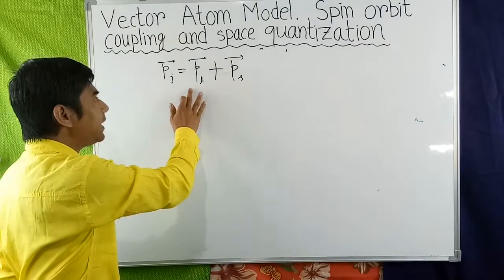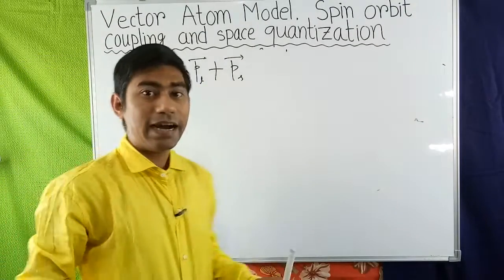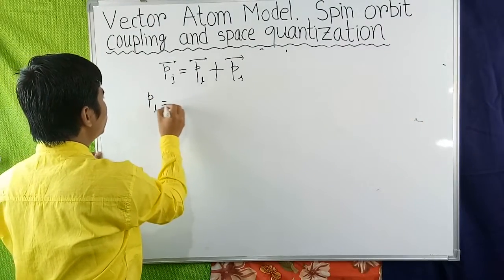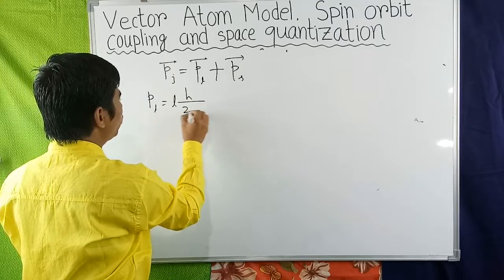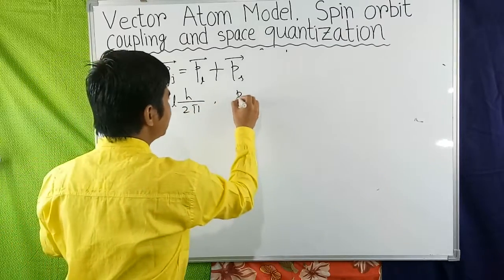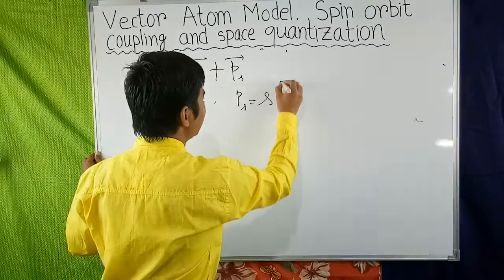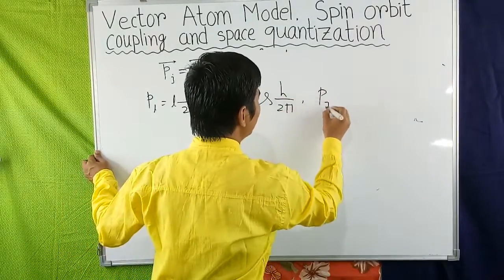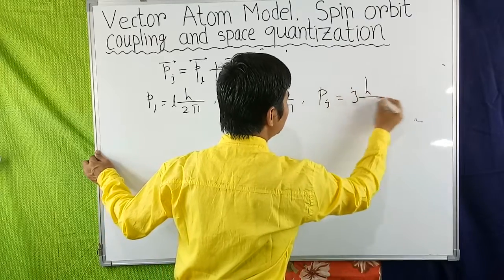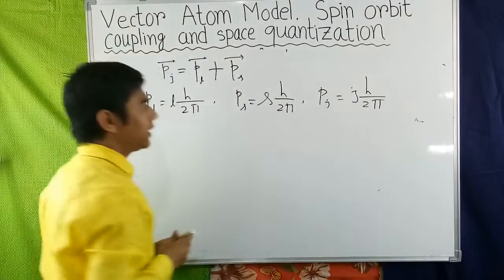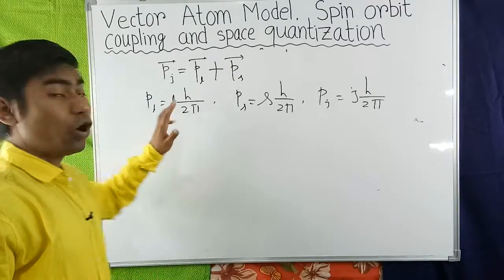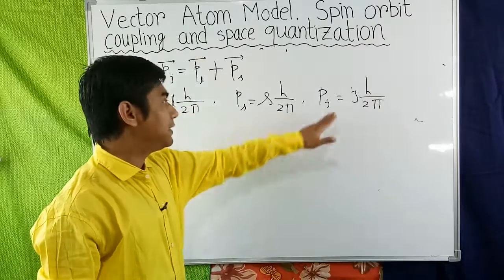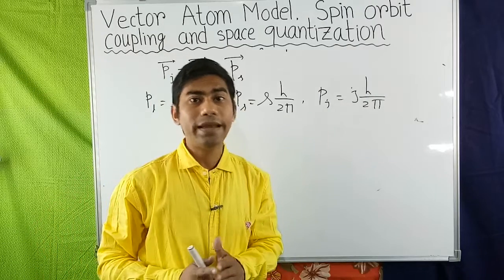Here PL, PS and Pj are quantized as PL equals L into h by 2 pi, PS equals S into h by 2 pi and Pj equals J into h by 2 pi. Here L is the orbital quantum number, S is the spin quantum number and J is the total angular momentum quantum number.